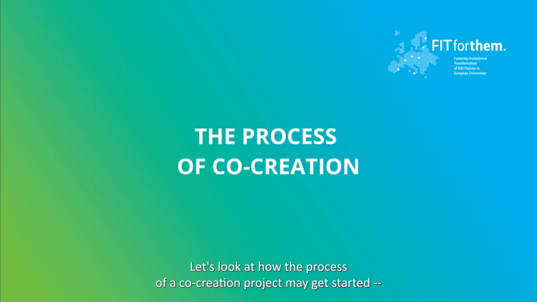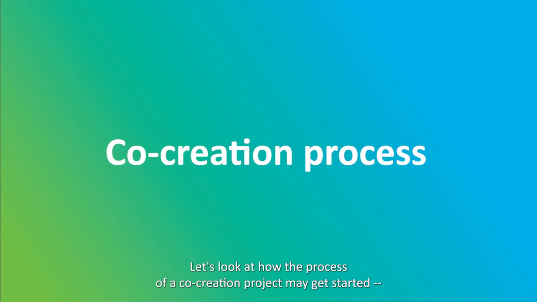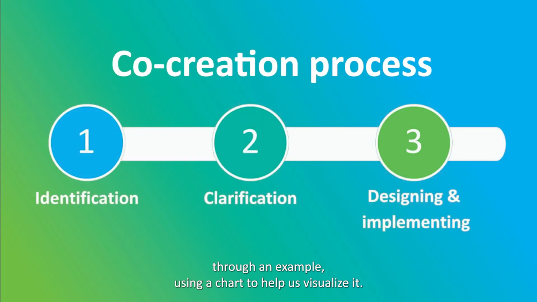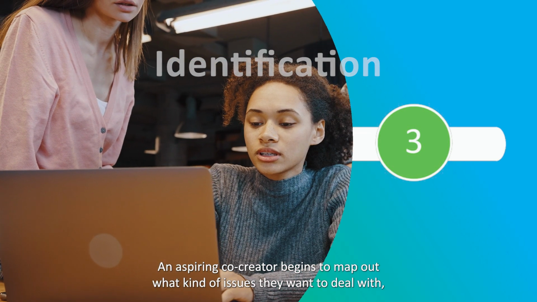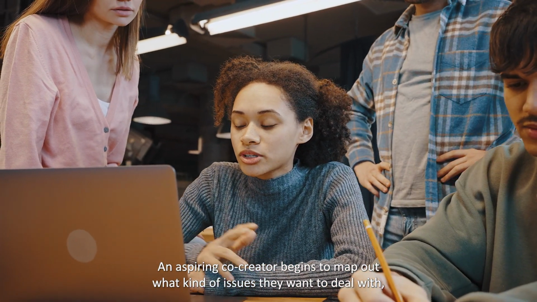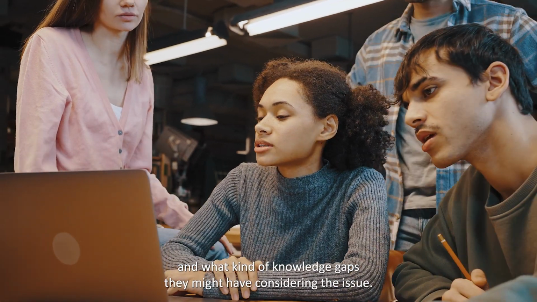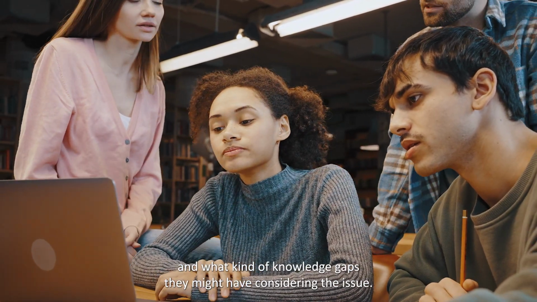Let's look at how the process of a co-creation project may get started through an example, using a chart to help us visualize it. The first step in our example is identification. An aspiring co-creator begins to map out what kind of issues they want to deal with, and what kind of knowledge gaps they might have considering the issue.